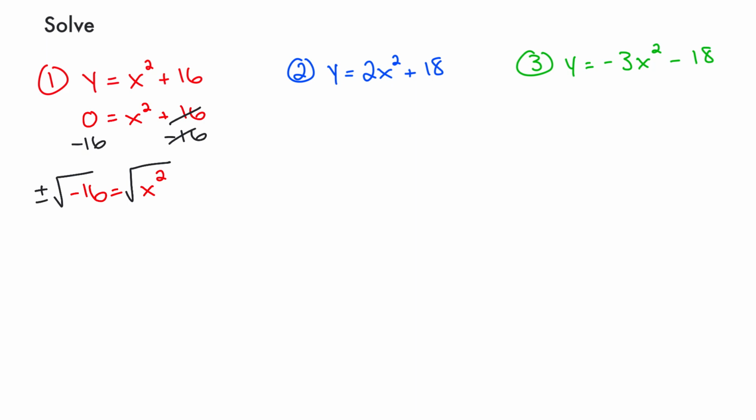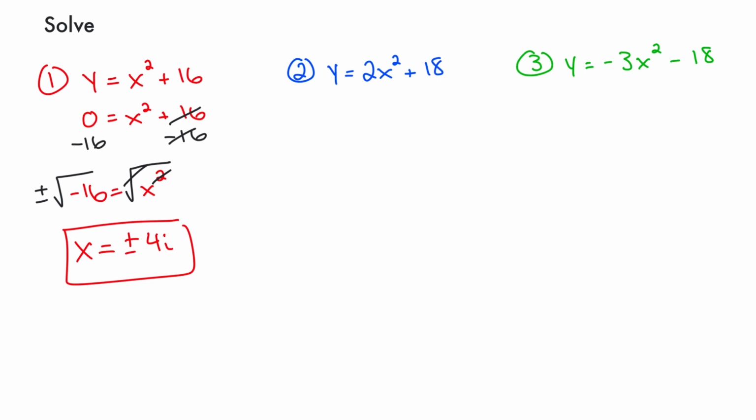Don't forget your plus or minus symbol, because a square root and a square undo one another. And the square root of negative 16 we now know to be equal to 4i. And that is our complex solutions to the problem for number 1.